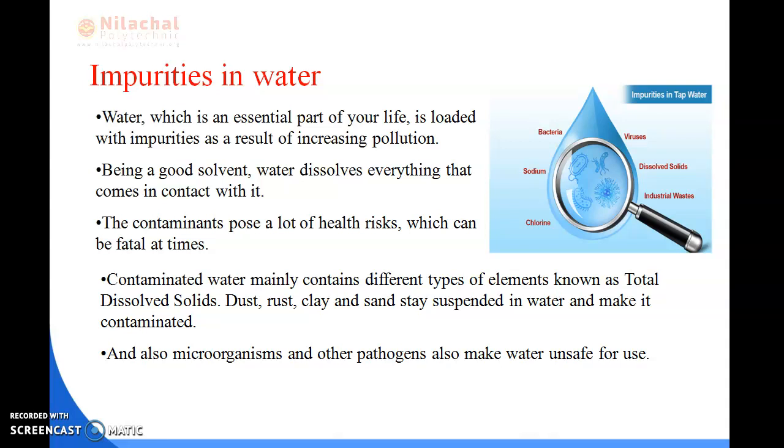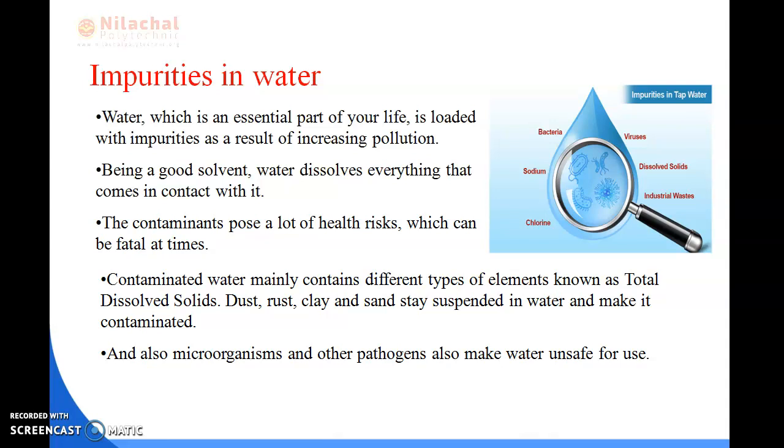Water is essential for all of us. While using water, some impurities are present in it. Here you can see the images in the diagram. This is a water drop, and when we see it under the microscope, we can see that bacteria, sodium, chlorine, some viruses, dissolved solids, and industrial waste are present in water. These are the impurities present in the water.